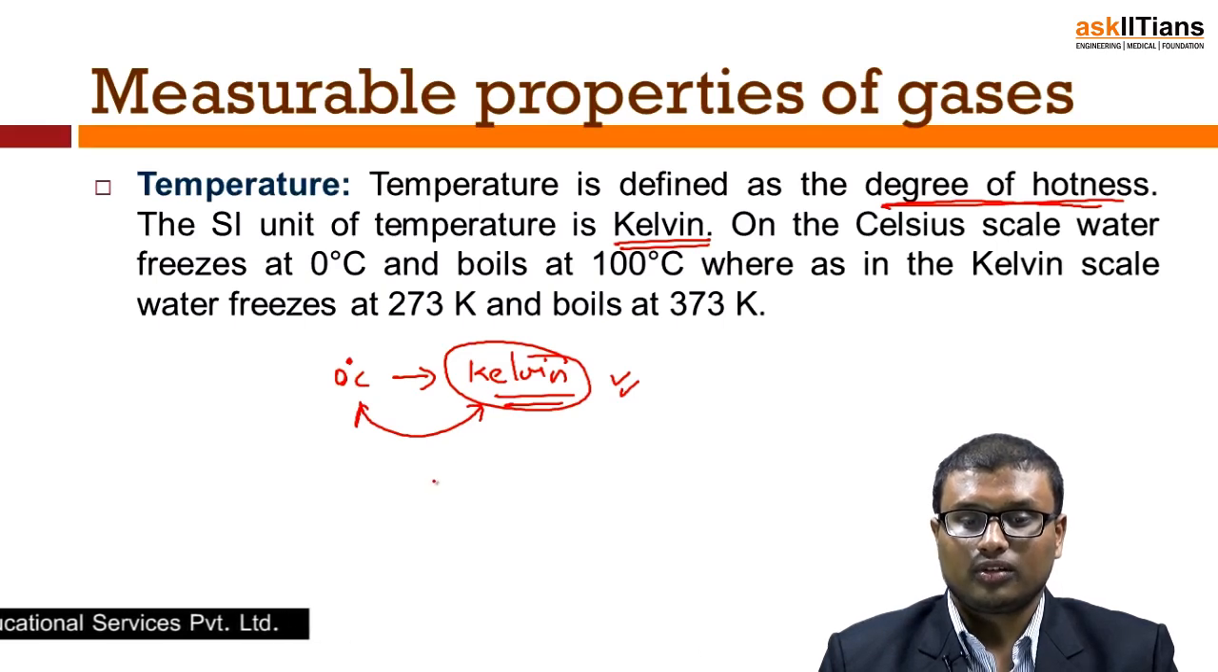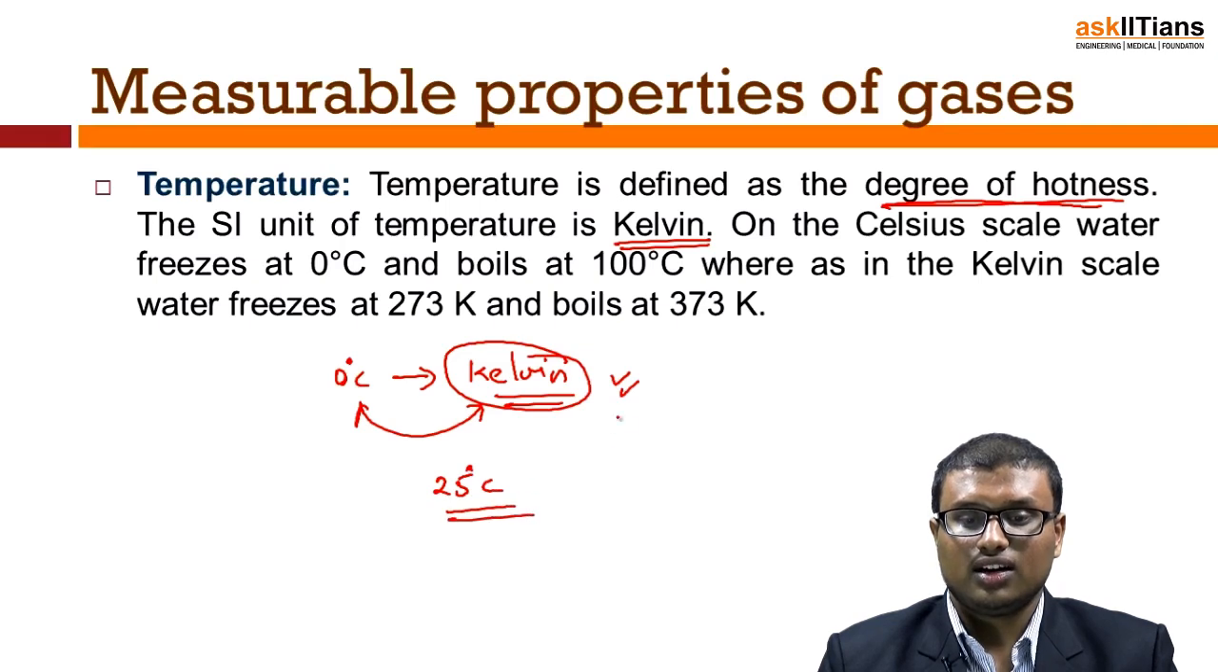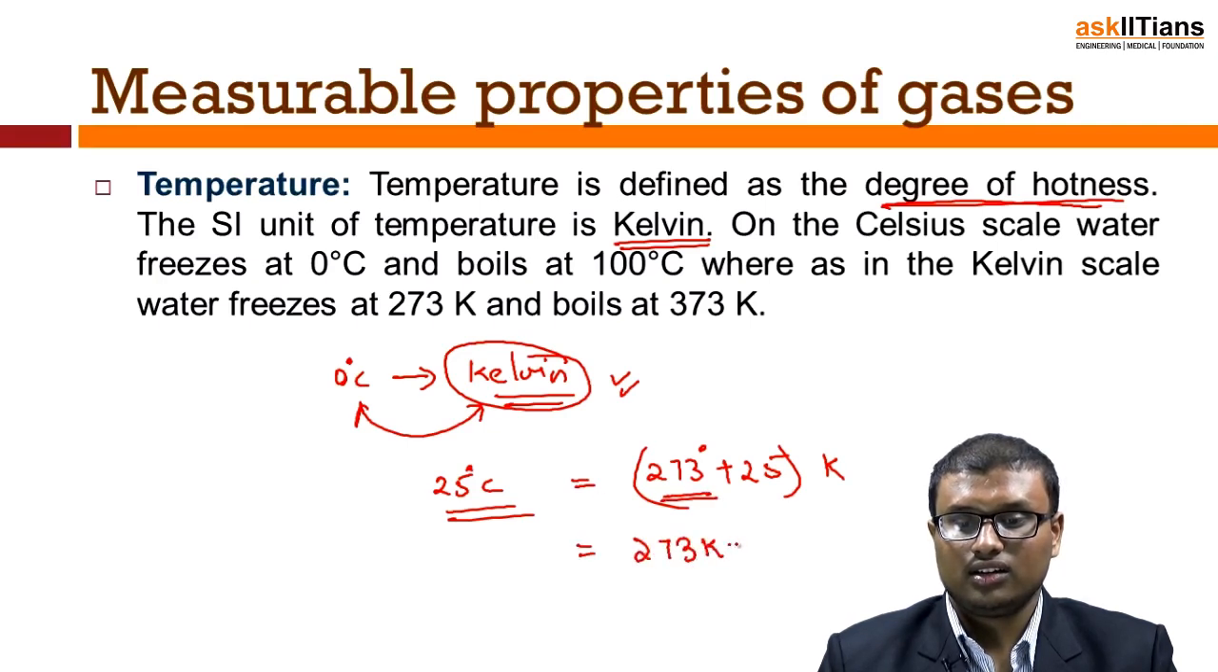How? For example, consider 25 degrees centigrade. So 25 degrees centigrade is nothing but 273 plus 25. This is the value in Kelvin. That means 273 Kelvin plus your degree centigrade value. For example, here the degree centigrade value is 25, right? So this will be your relationship between degree centigrade and Kelvin.